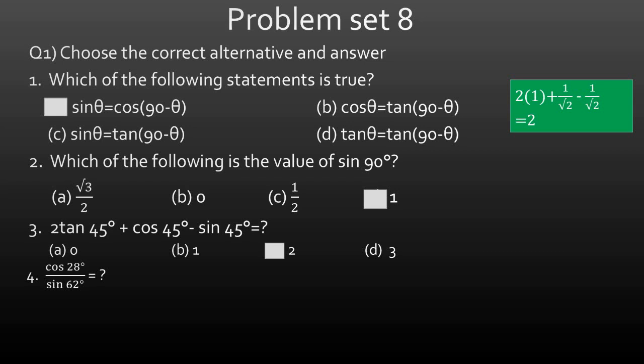Let us see the options. Options are option A, 2, option B, -1, option C, 0, and option D, 1. So the correct option is what? Option D, that is 1.